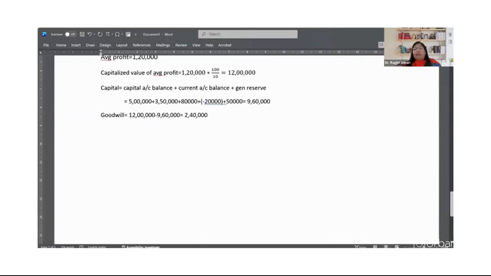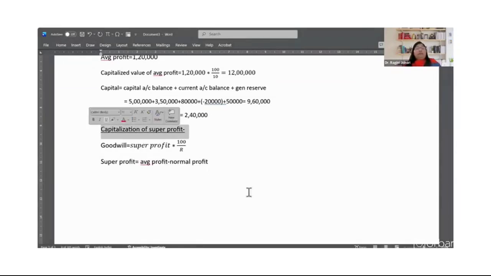Now, the last method to be taken is capitalization of super profit. Super profit, we have already seen what it is. Super profit in itself is actually the value of goodwill. So if we have to capitalize this value, how do we do this? The goodwill is calculated as super profit into 100 upon R. And super profit is simply average profit minus normal profit.